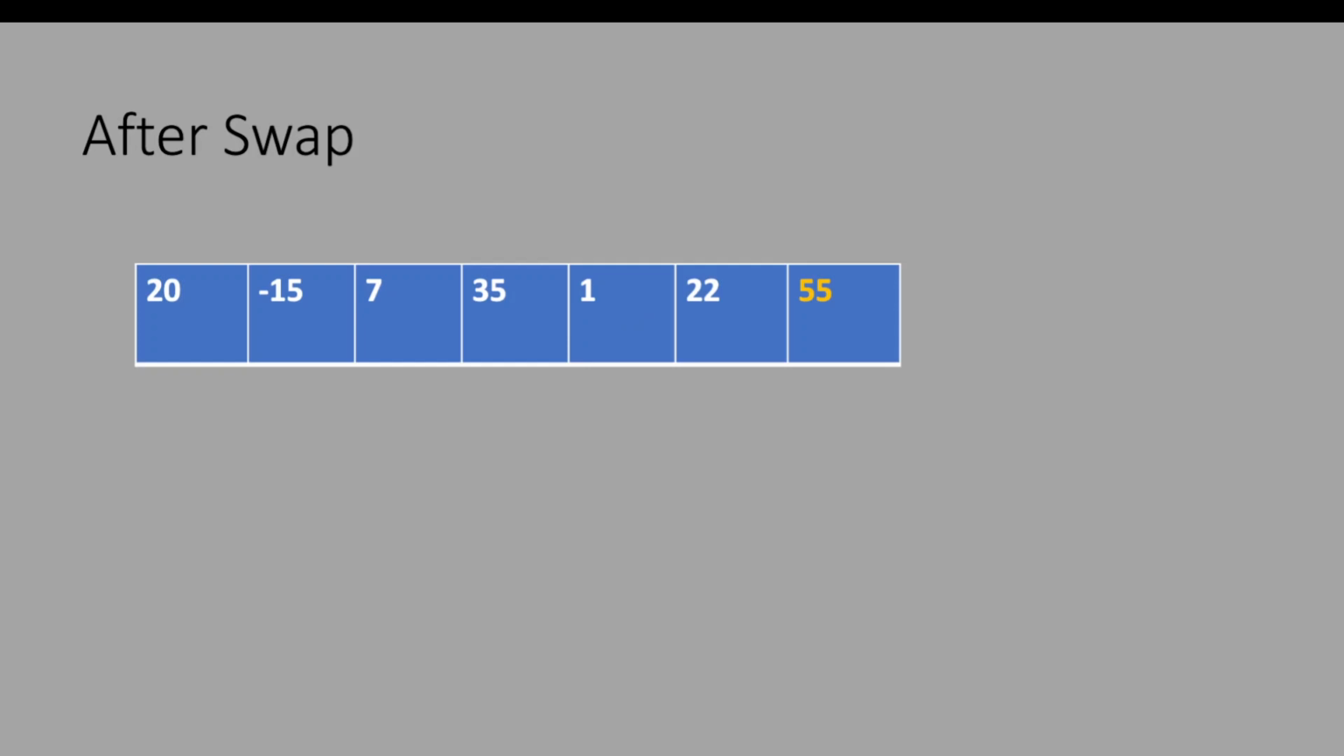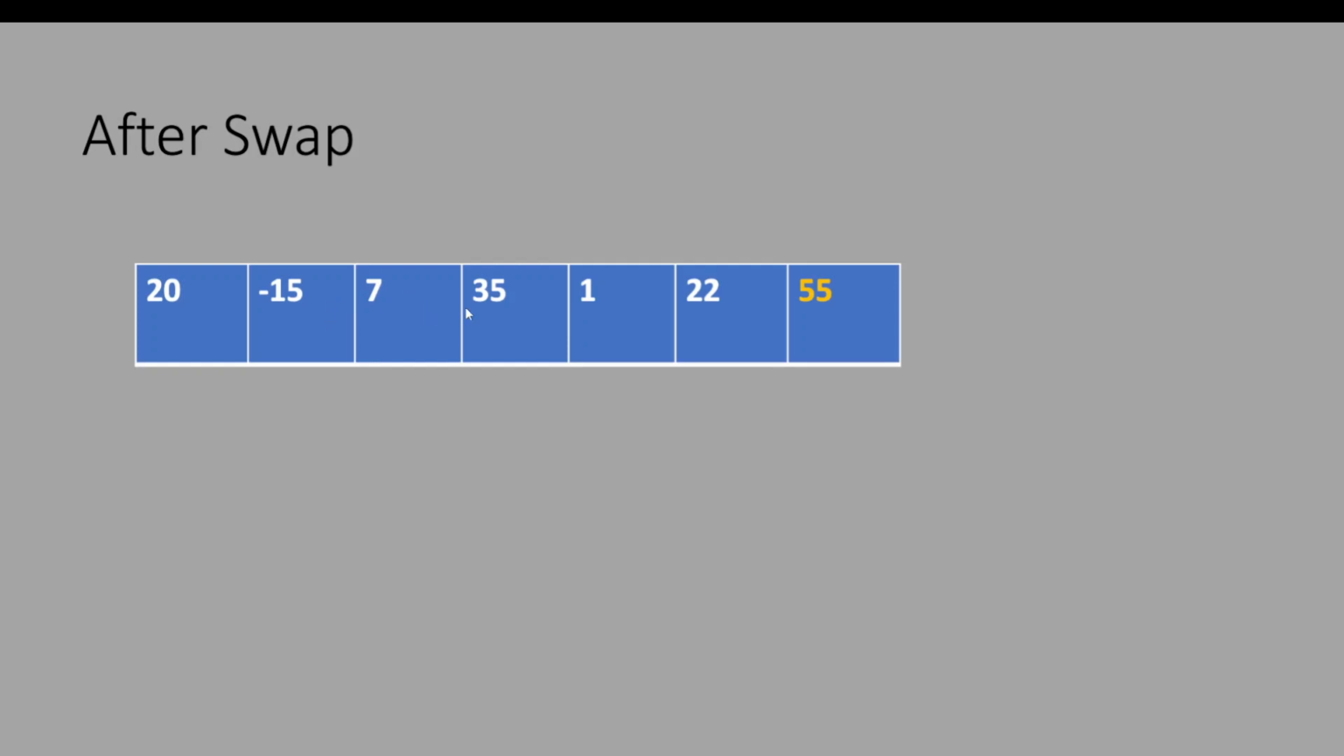So let's see the next step. Now again I'll move to 0. 20 is compared with minus 15. Is 20 greater than minus 15? Yes, it is. So it will be swapped. And I have completed the second iteration in one step only. 20 will be swapped with minus 15. 20 will be here and 7 will be here. Again, 20 will be compared with 7. 7 is smaller than 20, so 7 will come here and 20 will come here.